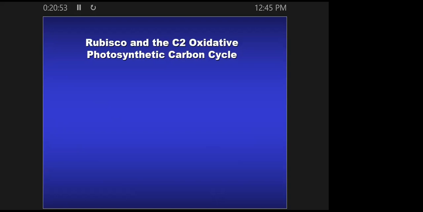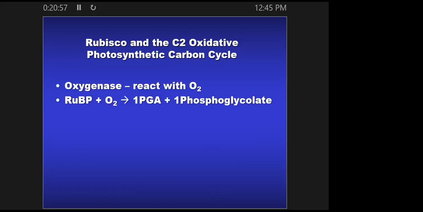Well, if oxygen is coming in, what we see is this reaction. So Rubisco says, oh, there's more oxygen around. I'll take oxygen. I'll react it with RuBP. And in that reaction, you do end up with one PGA molecule, not two, just one. And then you get this funky 2-carbon molecule called phosphoglycolate.